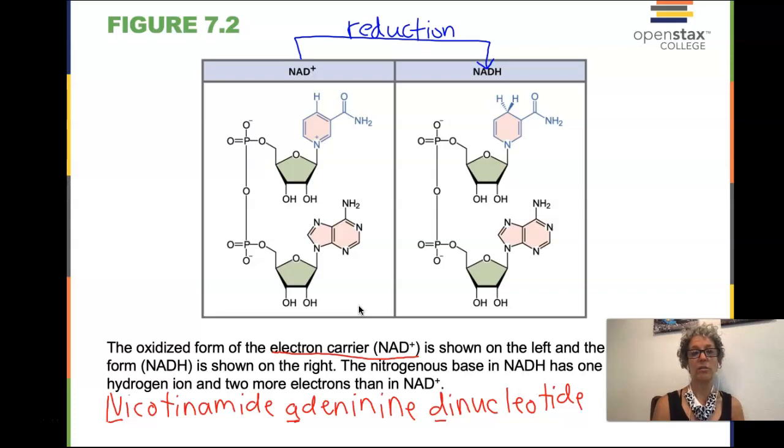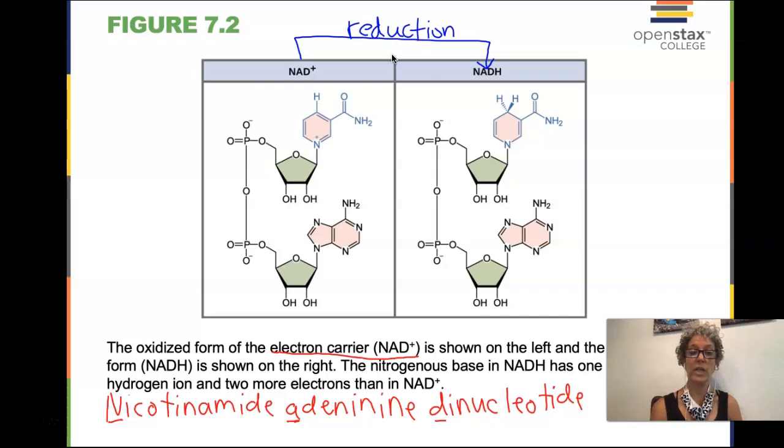And the device I use to remember that is OIL RIG, because oxidation is the loss or the removal of electrons and reduction is the gain. In a non-organic chemistry class, when you looked at oxidation and reduction reactions, you were literally following the flow of electrons. With biological reactions, it's still the flow of electrons, but in nearly all cases, that flow of electrons is accompanied by the flow of protons.